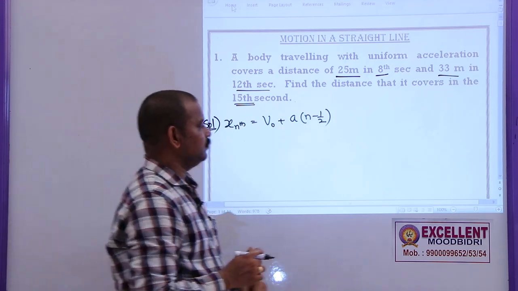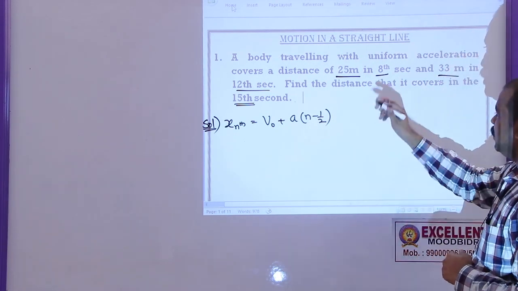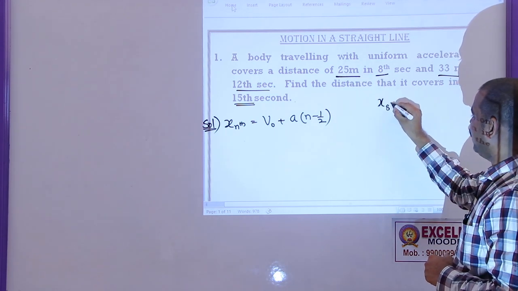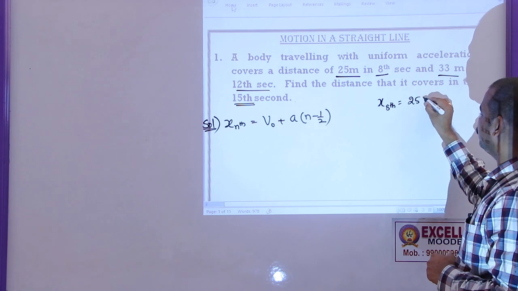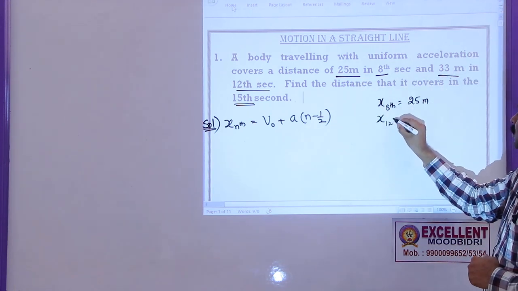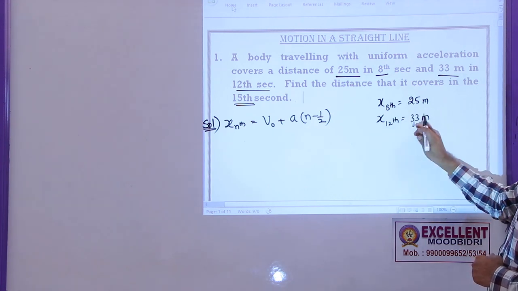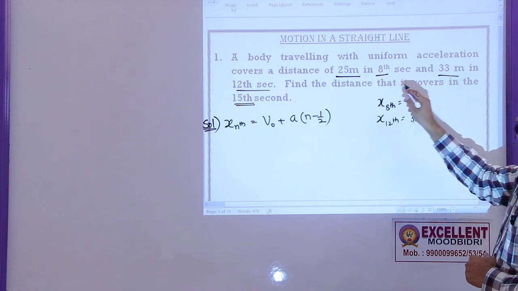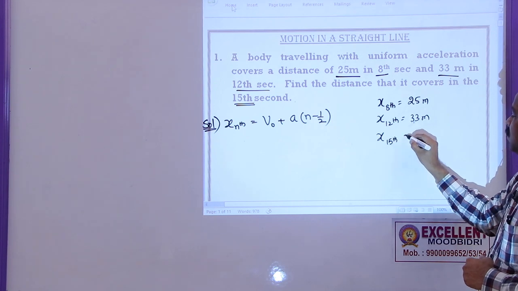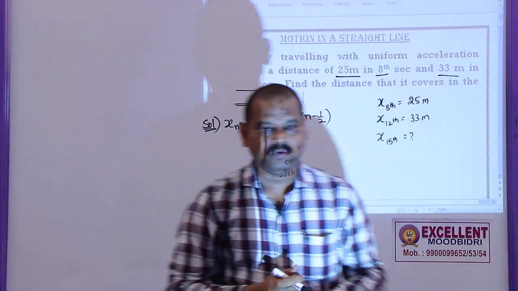But in some cases, some students have a habit of writing the data given. Here, let me write the data. So, 25 meters in the 8th second, that is x 8th is given as 25 meters, and 33 meters in the 12th second, that is x 12th is given as 33 meters. They are asking us to find the distance that it covers in the 15th second. x 15th is question mark. So, this is the data and this is the formula. Now, how to solve this problem?